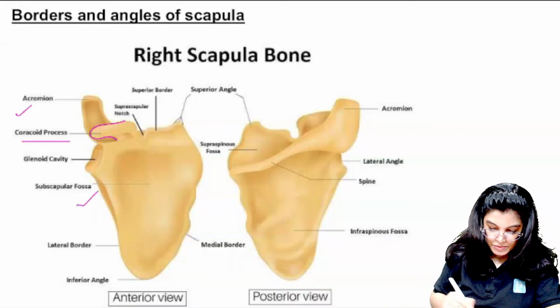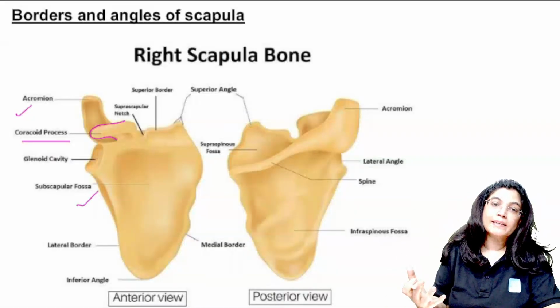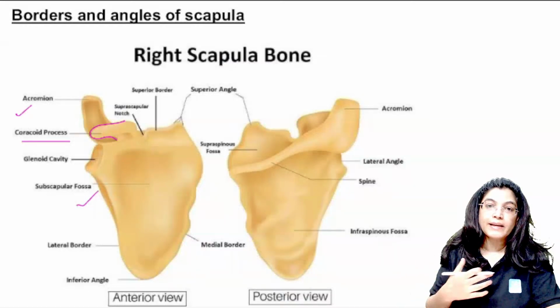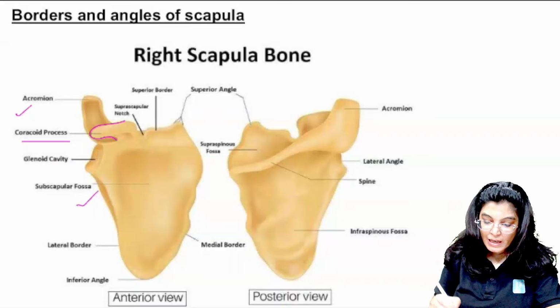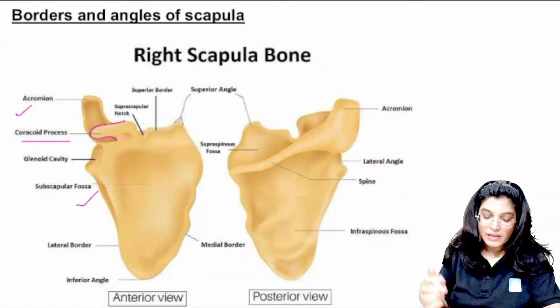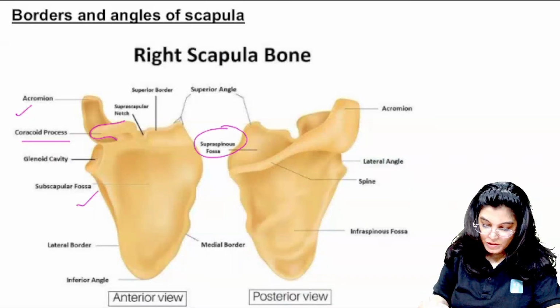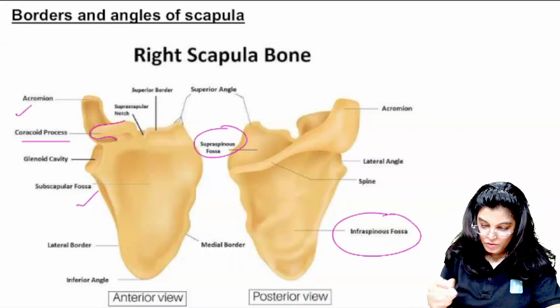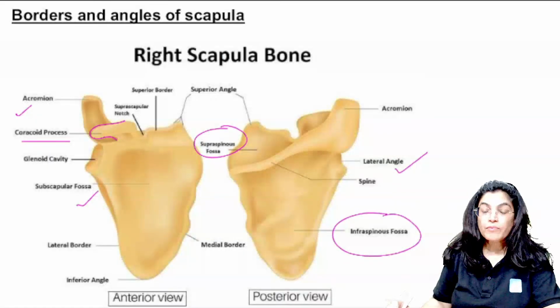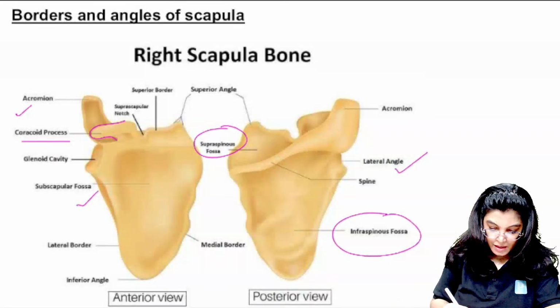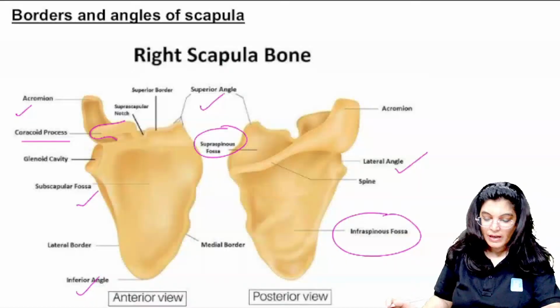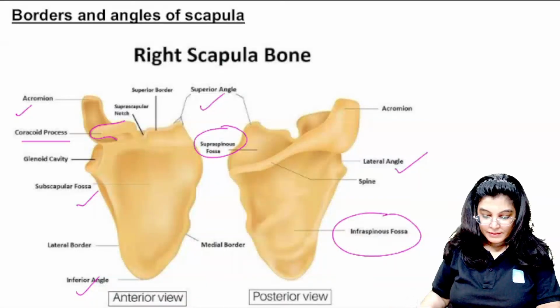Also, we can see the subscapular fossa on the anterior surface, or the anterior view, of the scapula. Posteriorly, we have the spine of the scapula, which divides the posterior surface into an upper part, the supraspinous fossa, and a lower part, the infraspinous fossa. Also, we can see the lateral angle where we have the glenoid fossa. We can also appreciate the superior angle and inferior angle. Okay, done.